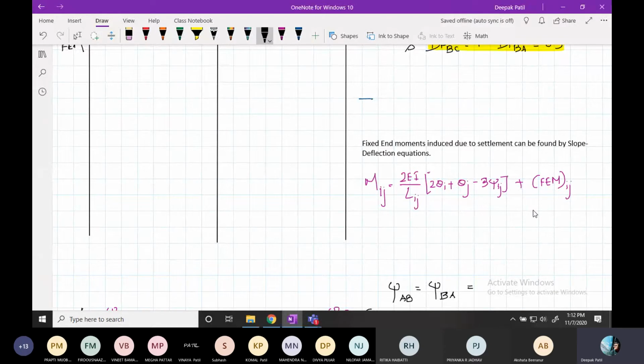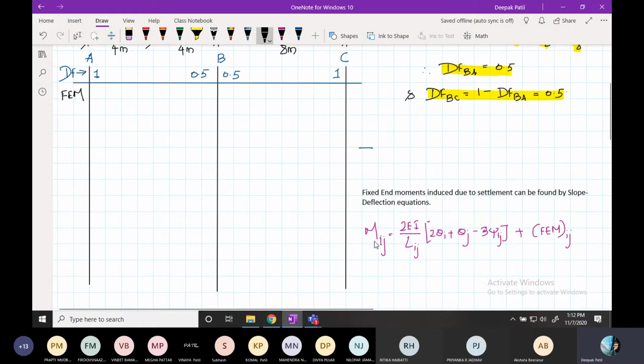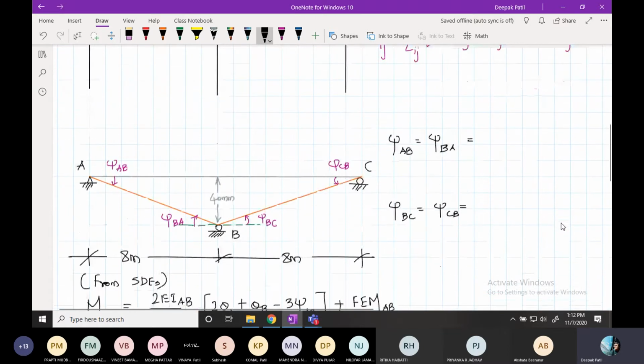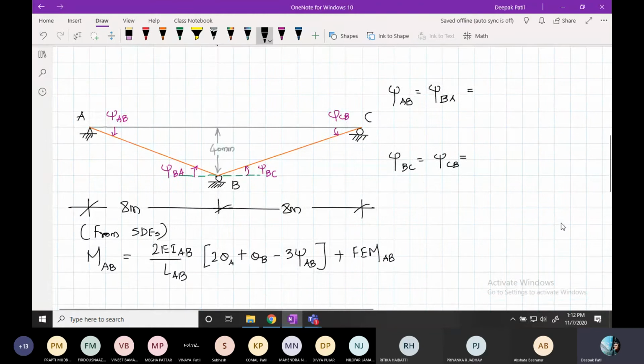Now this is the general form of a slope deflection equation, which you are very much familiar with. In the first module we have already seen the general form of the slope deflection equation. So this slope deflection equation only we have to use to find out these moments, whatever moments we write here. And how to use that I will explain. Now, if you see this support, this is actually your original beam, that is A, B, and C.